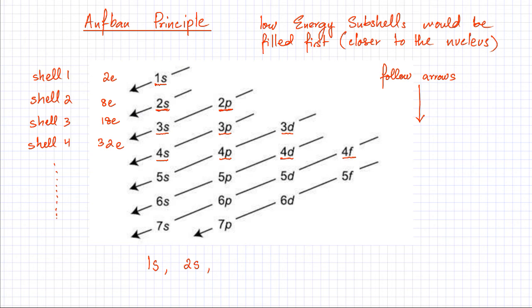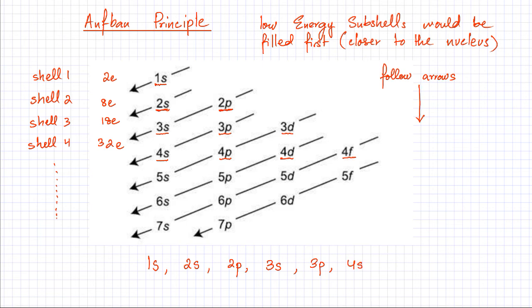After the 2s subshell, follow the third arrow. The third arrow has a 2p subshell followed by a 3s subshell. So the order is, you're going to fill a 2p subshell, and after that you're going to fill a 3s subshell. Then I'm going to follow the fourth arrow. The fourth arrow indicates that the 3p subshell would be filled, and then the 4s subshell would be filled.